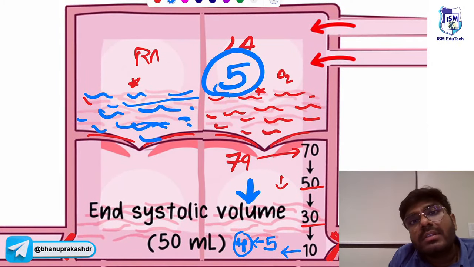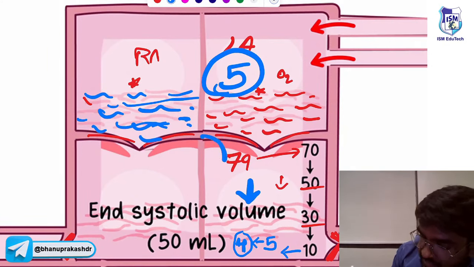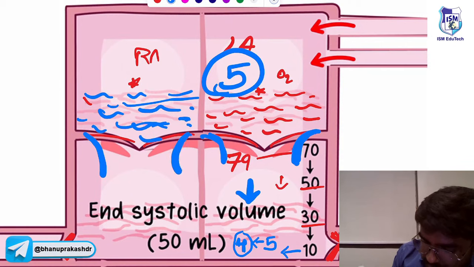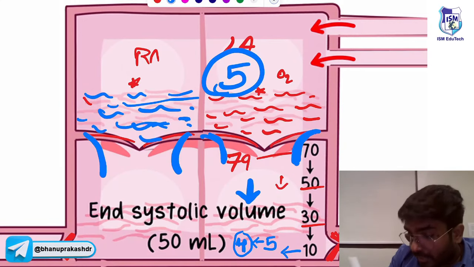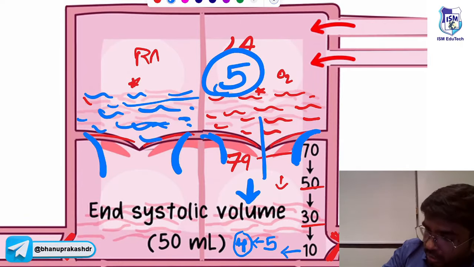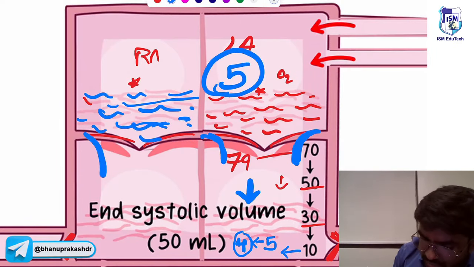do you know what happens? Immediately, the mitral valve and tricuspid valve will open. So now, can you call this isovolumetric relaxation? No. Why? Because new blood will fall down into the ventricle. That is not isovolumetric relaxation.